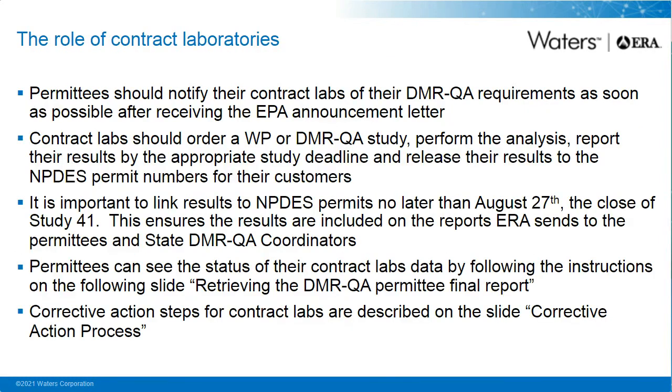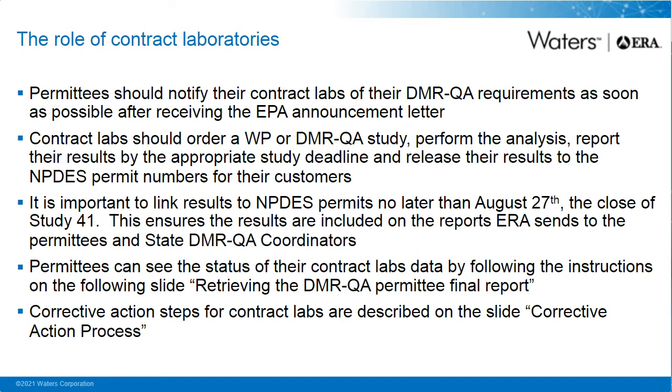We'll now look at some of the other elements of the DMR-QA process, starting with the role of contract labs doing work for permittees. Permittees should notify their contract labs of their DMR-QA requirements using the checklists in the EPA announcement letter. Contract labs will order an appropriate PT study, often a WP study, to meet their lab certification requirements. They will perform the analyses, report their results, and release the results to the NPDES permit numbers for their customers using the process we just covered.